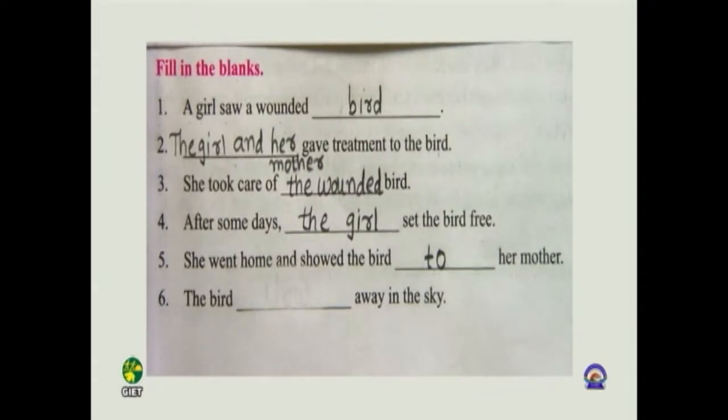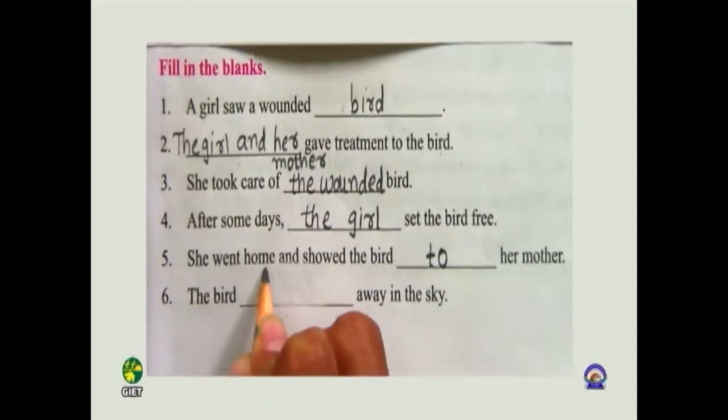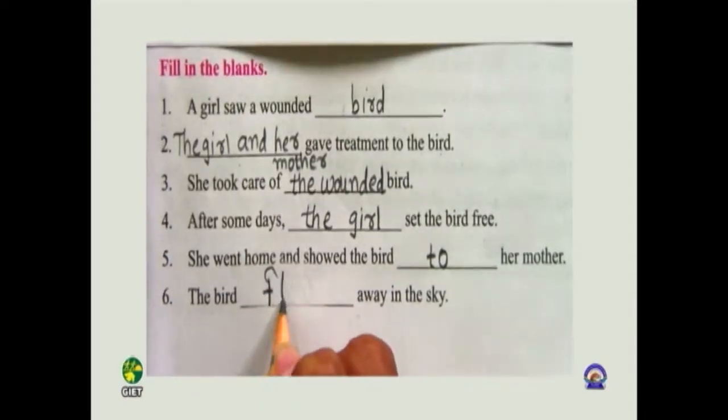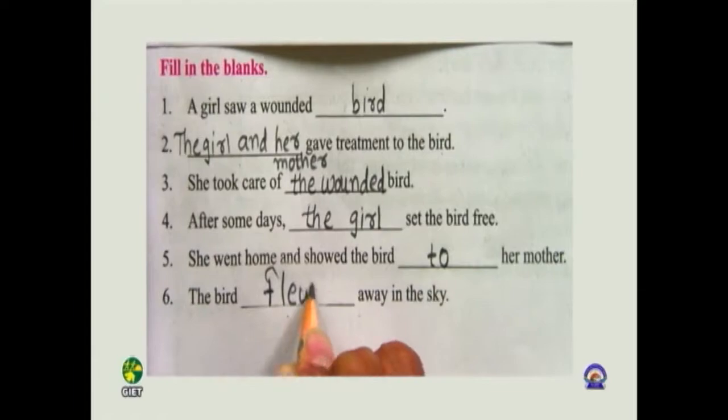Let's read the last blank. The bird blank away in the sky. Yes, the bird flew away in the sky. So you are right. Write down the answer in the blank. Here we have completed the blanks. You have learned the whole story.